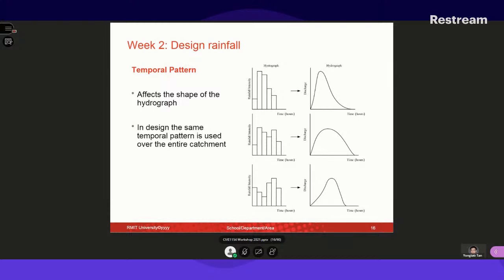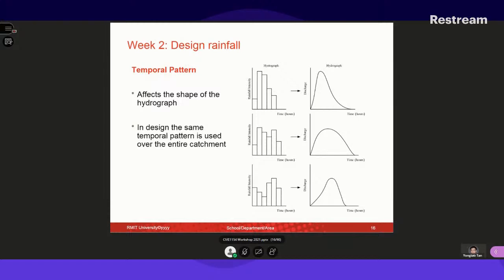So this slide showing the temporal pattern. The temporal pattern means how the rainfall intensity changes with the time. So here you can see it will show you the hyetograph. The different hyetograph will result in different hydrograph.